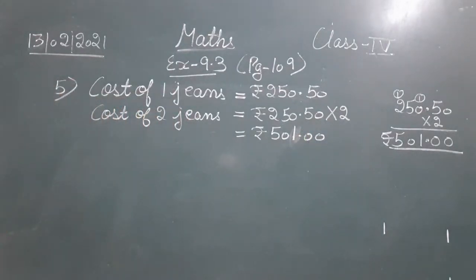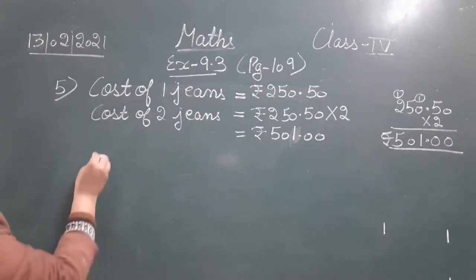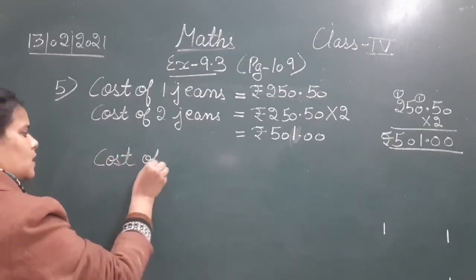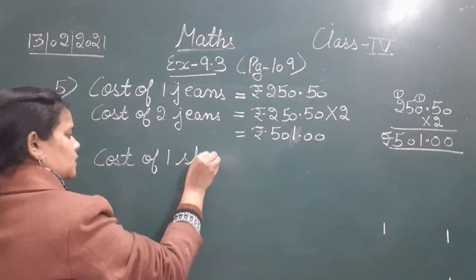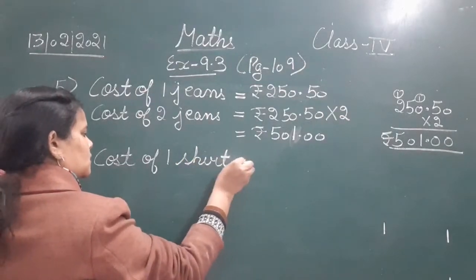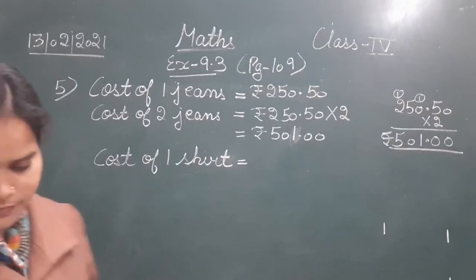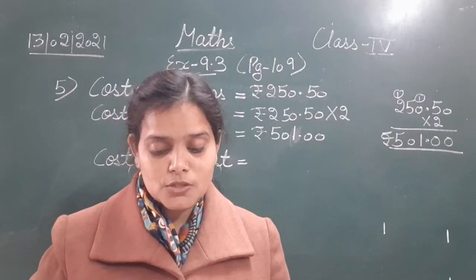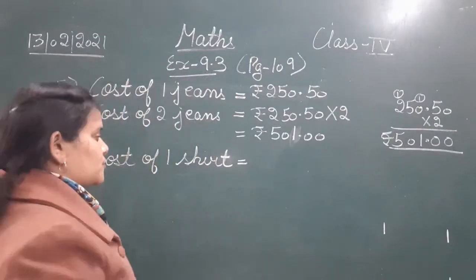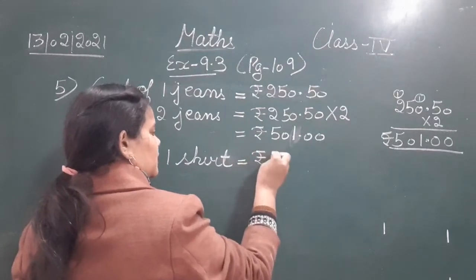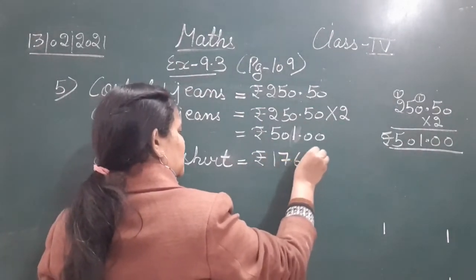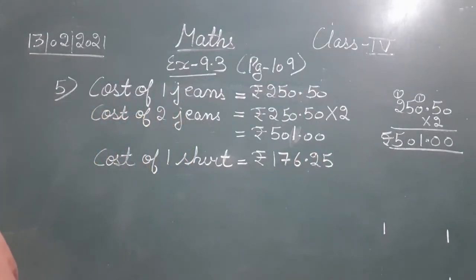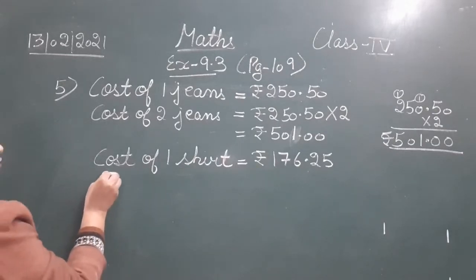Next, he has bought 3 shirts. So the cost of one shirt is given. Cost of one shirt is 176 rupees and 25 paise, and he had bought 3 shirts. So we will calculate the cost of 3 shirts.